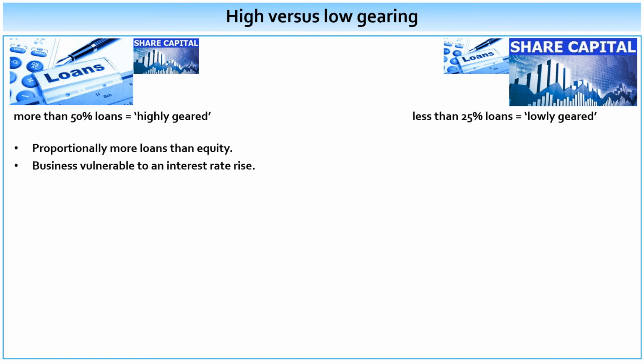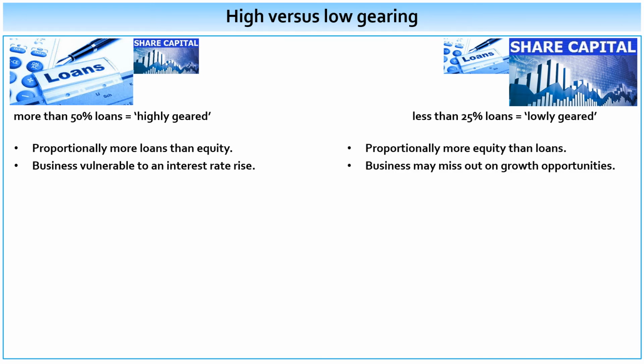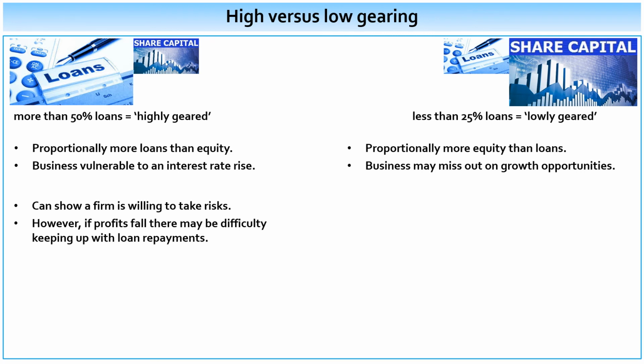So if you have proportionally more loans than equity, the business is more vulnerable to an interest rate rise. However, if we have proportionally more equity than loans, then maybe we're missing out on growth opportunities that we could take advantage of if we were to take out loans in order to fund that expansion. So a highly geared business shows that a firm is maybe willing to take risks, take out big loans. However, if profits fall, there may be difficulty keeping up with loan repayments.